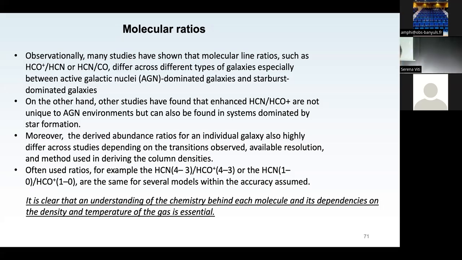So it's clear that if you do want to use molecular ratios, you need to understand the chemistry behind each molecule, because the reason why this ratio varies so much is, I think, in the next slide. No, not yet. Okay. So the reason why this ratio varies so much is that each molecule has multiple paths of formation and destruction. So unless you understand how the molecules form, you cannot properly interpret the ratio.